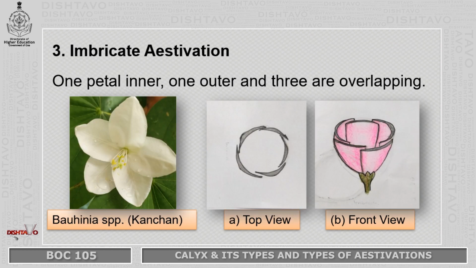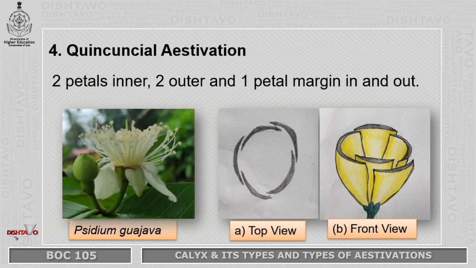The third type of estivation is imbricate estivation. In imbricate estivation, out of 5 petals, 1 petal is completely inner, 1 is completely outer, and 3 are overlapping. The example of a flower which shows this type of estivation is Bauhinia species, which is commonly called as Kanchan.